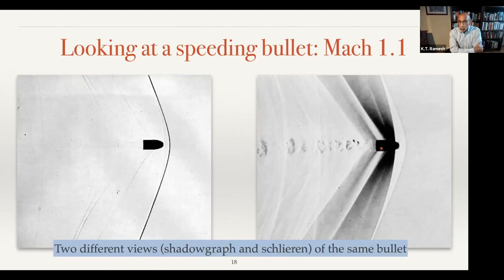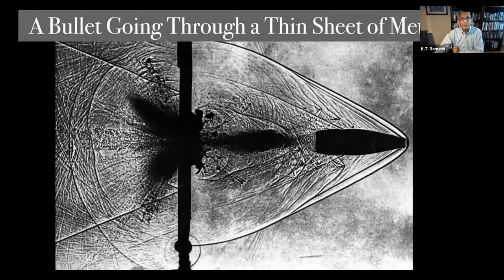When that bullet hits a target, in this case a thin sheet of metal, this is what happens. The bullet impacts it, goes right through, and leaves pieces behind. Some of these pieces are flying off. Here's the bullet itself. There are the shock waves coming across. By the way, you can look at the angle of these shock waves and say something about speed.